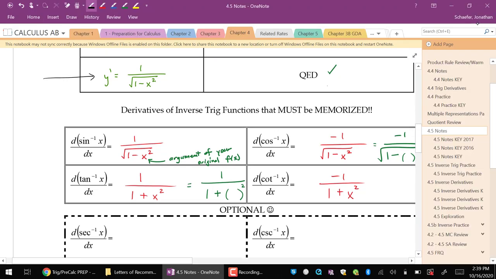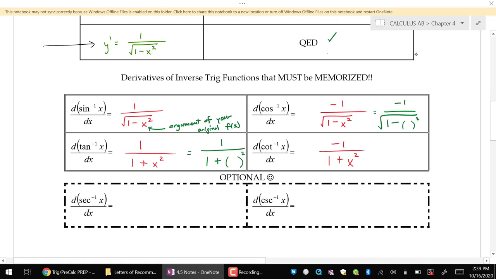So the derivative of arcsine is essentially this formula here, 1 over the square root of 1 minus x squared. And that x really isn't an x, it just stands for the argument of the original function. Now, remember that the derivatives of cofunctions are negative. So guess what? Arccosine is the exact same thing as arcsine, but with a negative. Negative 1 over the square root of 1 minus argument squared.